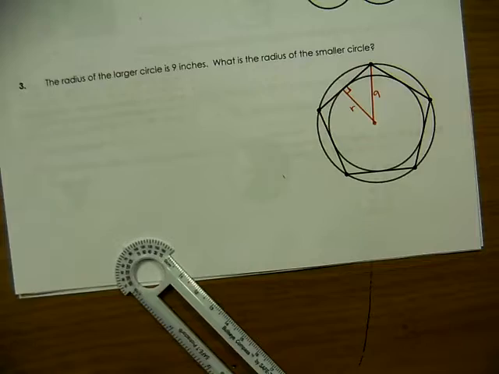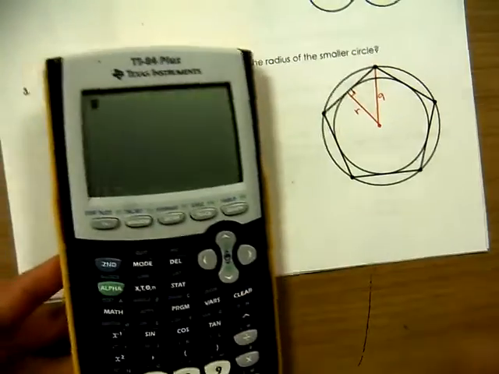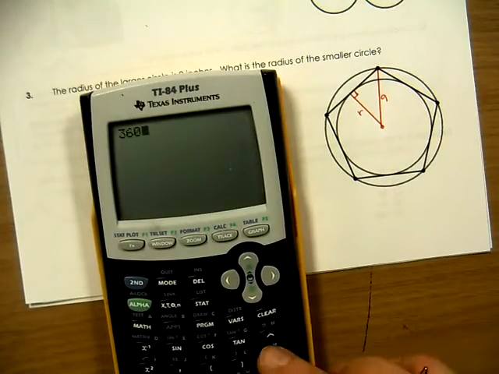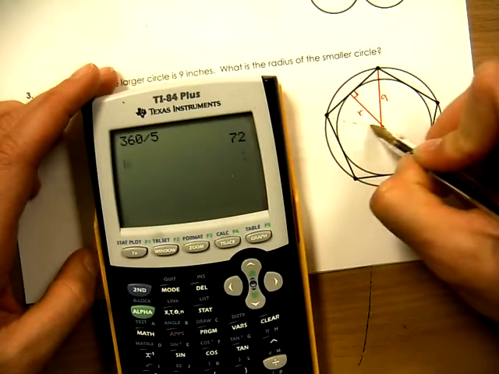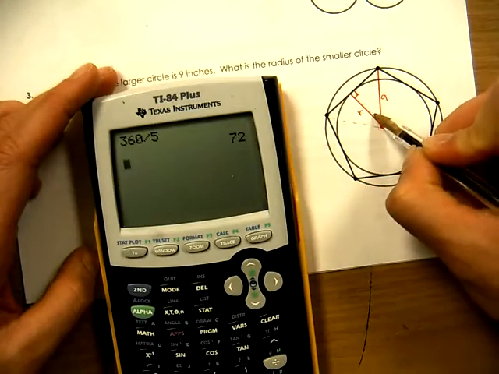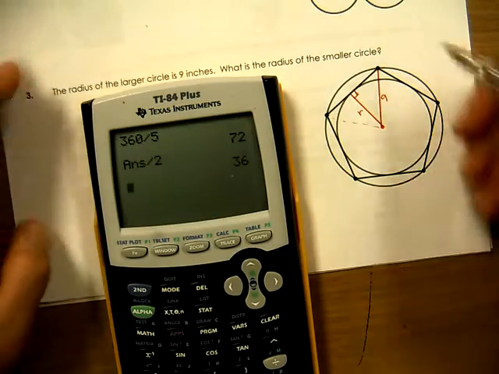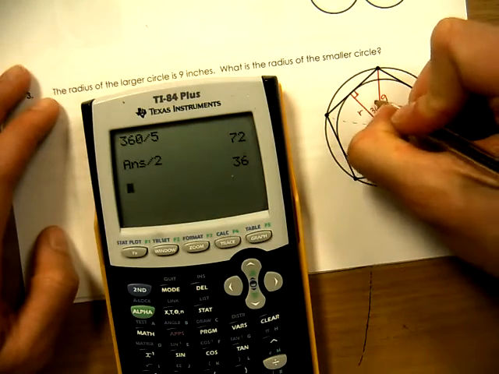which means I could find this angle measure. So in my calculator, I'm going to do 360 divided by 5. That would give me the measure of one central angle. So if I did that, that's the measure of the central angle, but I want the measure of this angle, so I divide that by 2, and I get that that's 36 degrees.